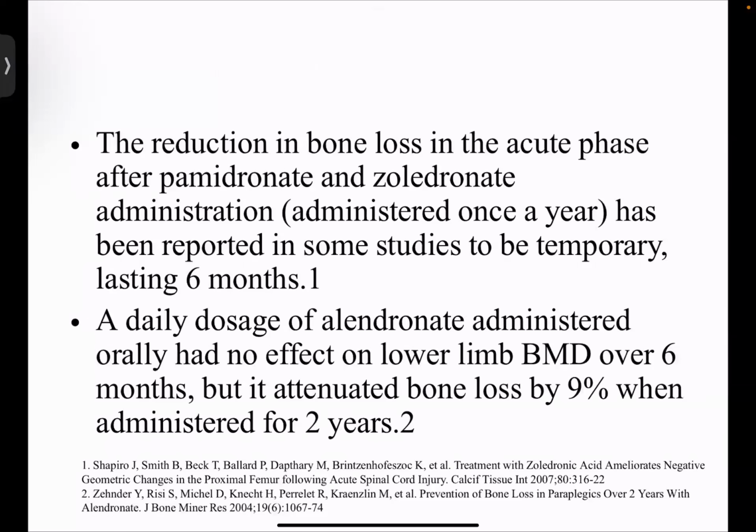The reduction in bone loss, checked by bone markers in the acute phase after pamidronate and zoledronate administration, has been reported in some studies to be temporary, lasting hardly 6 months. An oral bisphosphonate, alendronate, can also be administered at 70 milligrams per week or 10 milligrams per day over 6 months, but it attenuates bone loss by only 9% when administered for 2 years.